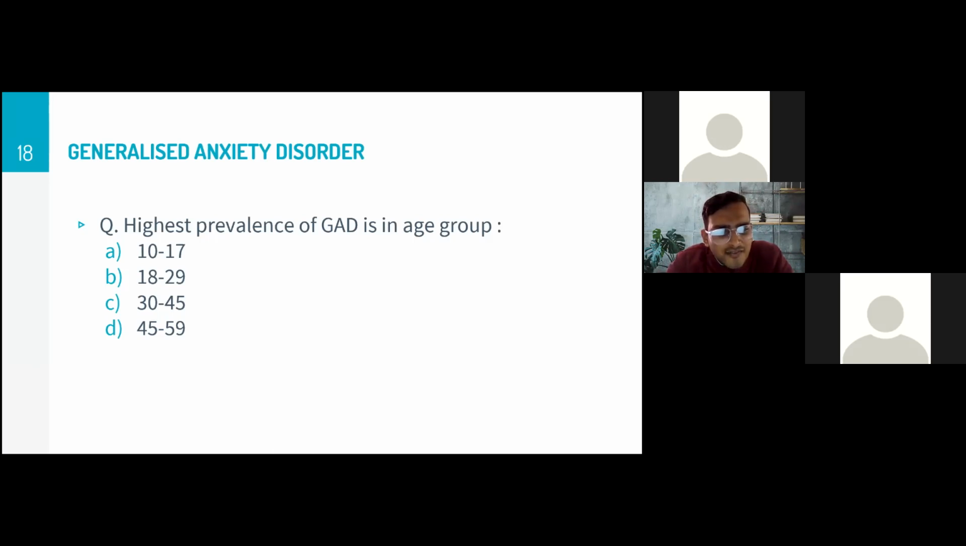B. Even I picked B at first, because we have been thinking that anxiety disorders usually occur in the adolescent age group, and usually the 20s age group is more prevalent. That is true for all the other anxiety disorders except generalized anxiety disorder, which has the highest prevalence in 45 to 59 years, and the lowest prevalence is in the 18 to 29 age group. The prevalence is also low in those more than 60 years of age.